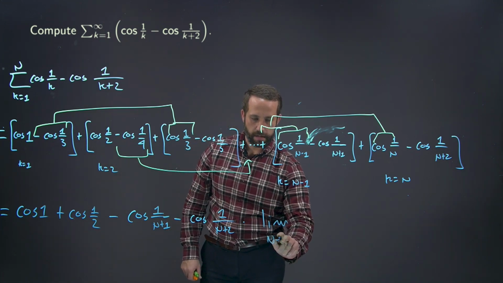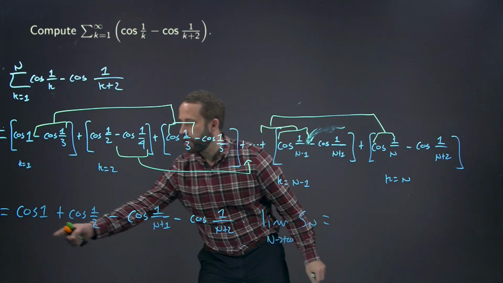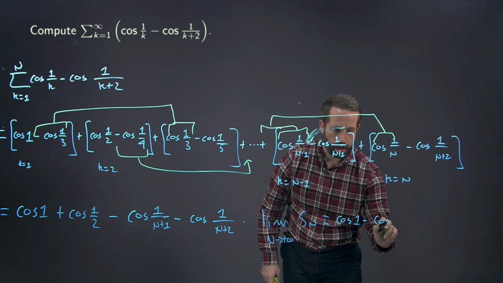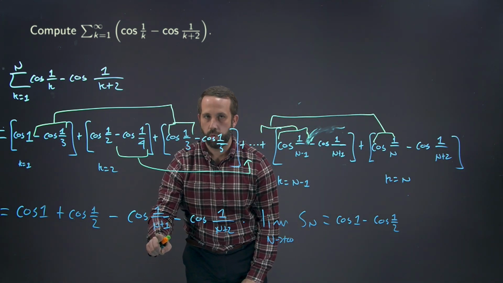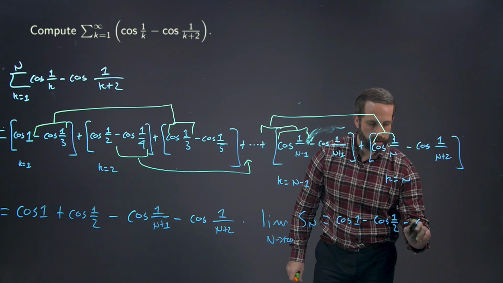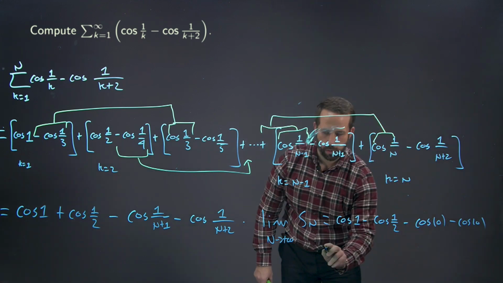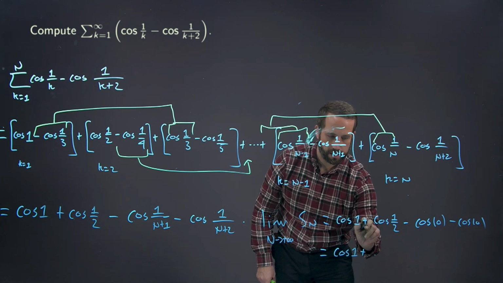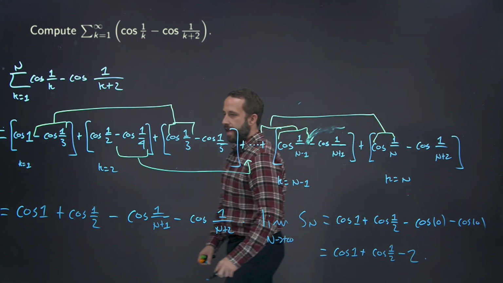Okay, so now what's going to happen? The limit as n goes to infinity of Sn, let's think through this. Cosine 1 and cosine 1/2 don't depend on n, so they stay as they are. Now cosine is continuous. The limit of 1 over n plus 1 is 0, and the limit of 1 over n plus 2 is 0. So it's going to be minus cosine 0 minus cosine 0, but both of those are equal to 1. So overall, this is cosine 1 plus cosine 1/2 minus 2. And that is the final answer.